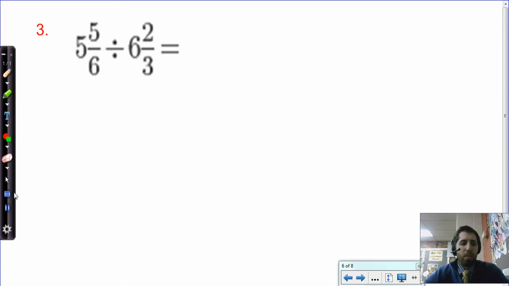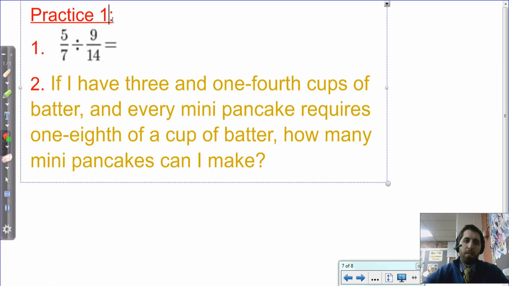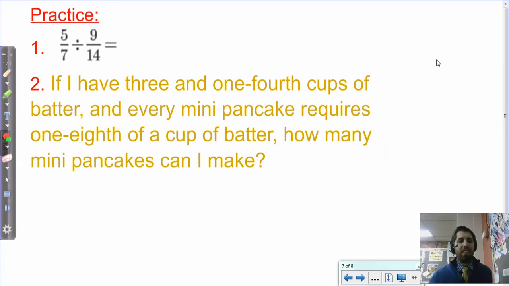Well, those are the examples. Hopefully they made sense. If not, maybe give them a little rewatch. Make sure you have those notes down, and then you can take off on your practice problems. I have 2 for you. The first one is just 5/7 divided by 9/14.